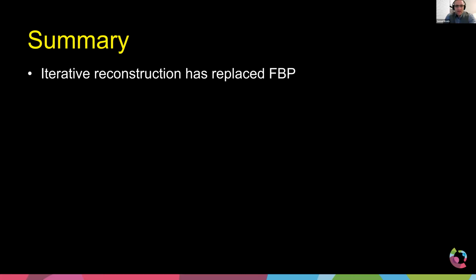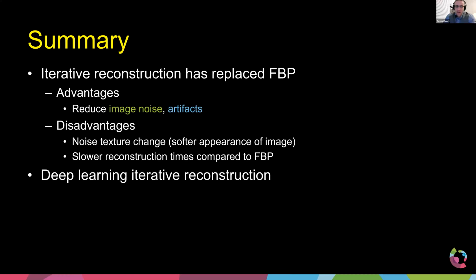algorithms. So summarizing what we've been talking about with reconstruction algorithms, iterative reconstruction has fundamentally replaced filtered back projection. And I would argue probably in the next 5 years, deep learning algorithms will fundamentally completely replace iterative reconstruction algorithms. Advantages, of course, they reduce image noise, they reduce image artifacts. The disadvantage that I demonstrated was noise texture changes. Images can be softer and they will appear softer to our eyes just because of the way our eyes work.